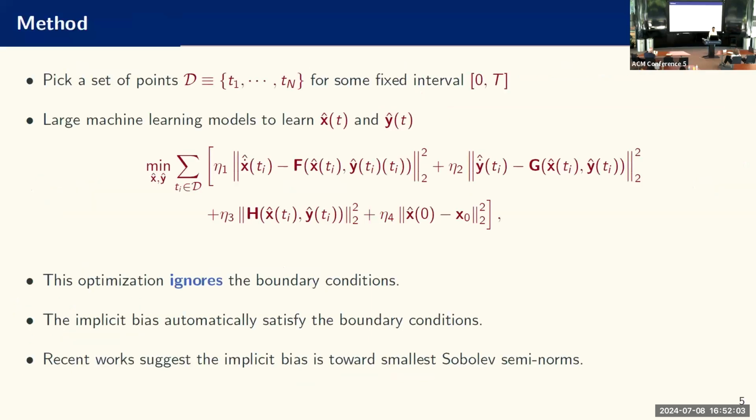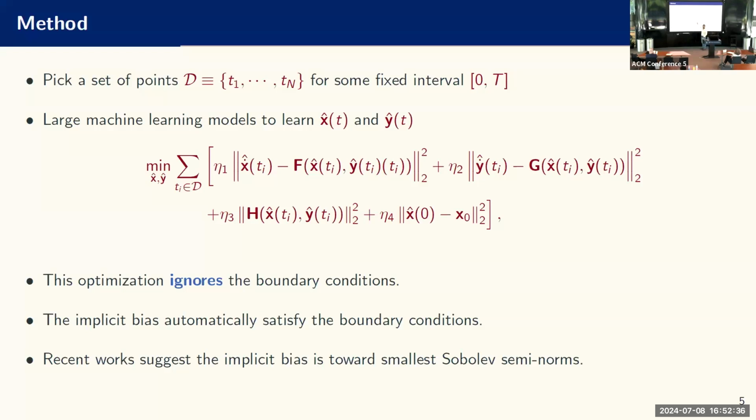So the method. Here I'm looking for functions that are a function of time. This is not a state space model. To represent time, I choose an interval from 0 to capital T. Then I sample it: t1, time 2, up to time n. Then I pick large machine learning models like deep neural networks to approximate X and Y, right?